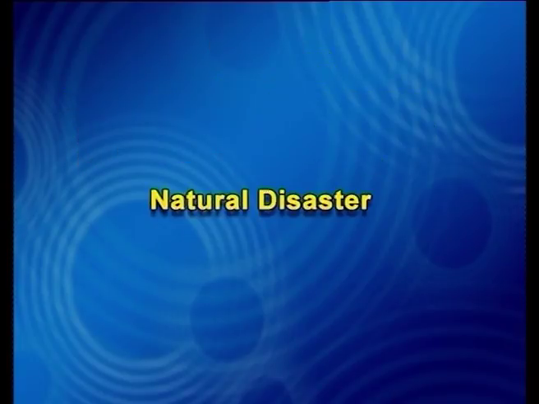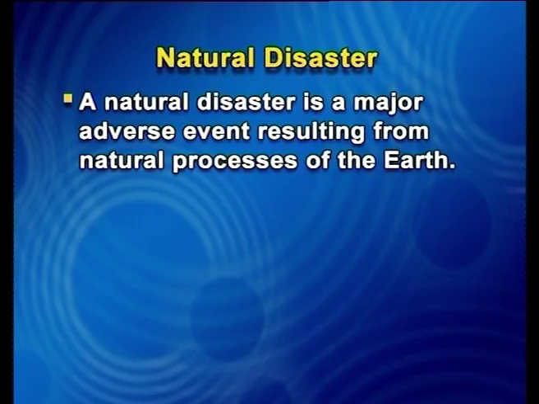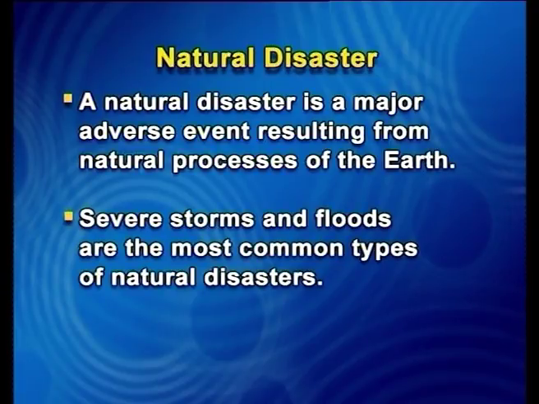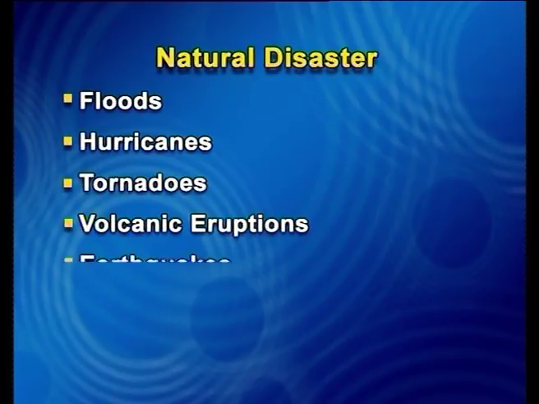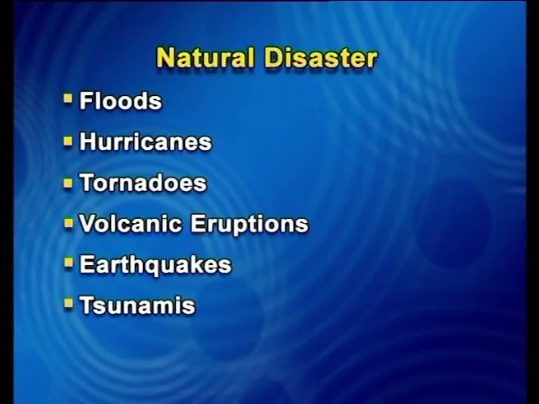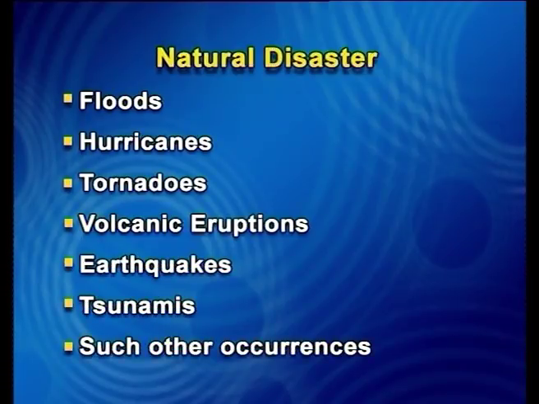Natural disaster. A natural disaster is a major adverse event resulting from natural processes of the earth. Severe storms and floods are the most common types of natural disasters. Other examples of natural disasters are hurricanes, tornadoes, volcanic eruptions, earthquakes, tsunamis, and such other occurrences.